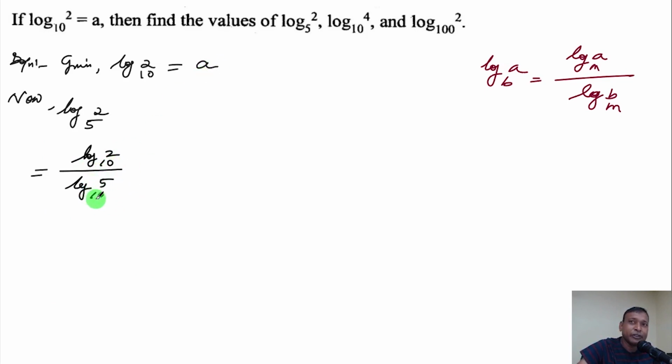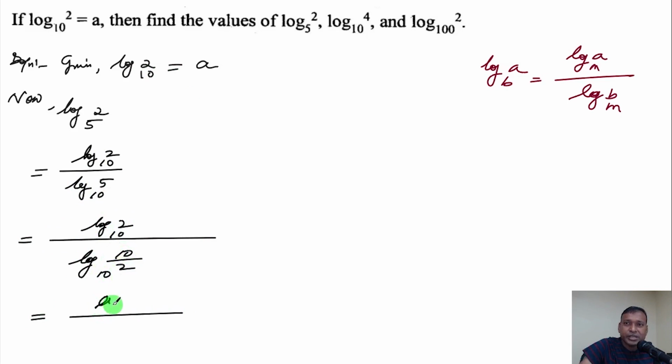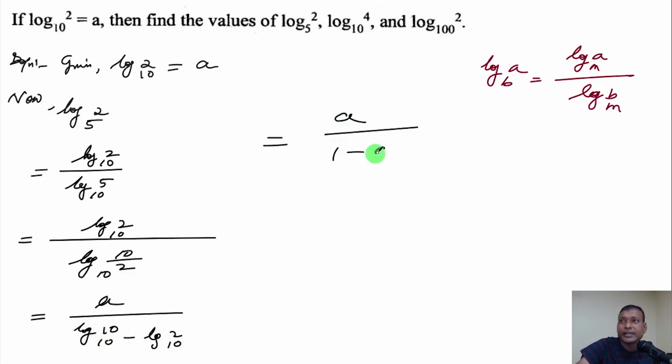And this log 5 to the base 10, again we will convert in this form, because this 5 can be written as 10 by 2, and this side is log 10 to the base 10 minus log 2 to the base 10. Let us put the value of log 2 to the base 10, it is a. Now here log 10 to the base 10 minus log 2 to the base 10 gives a by 1 minus a. Because log 10 to the base 10 is 1, and log 2 to the base 10 value is a, it's given.